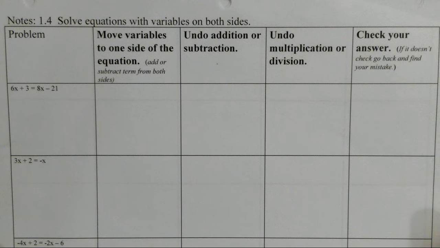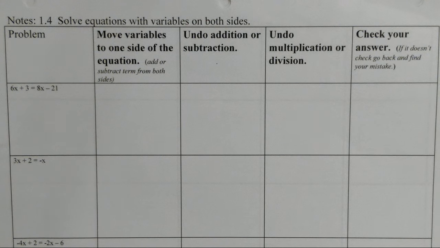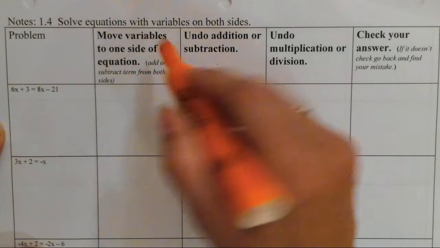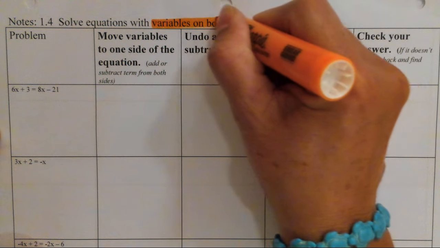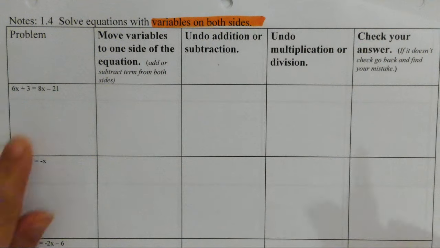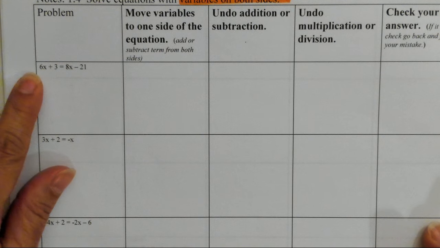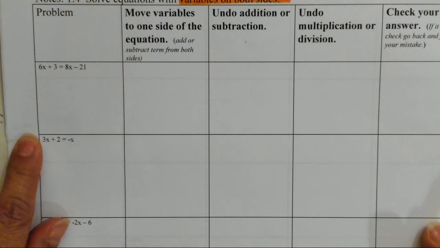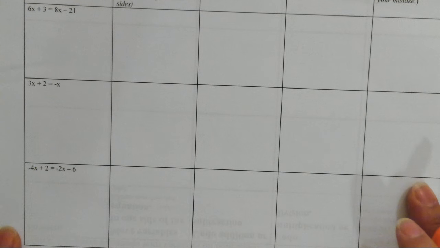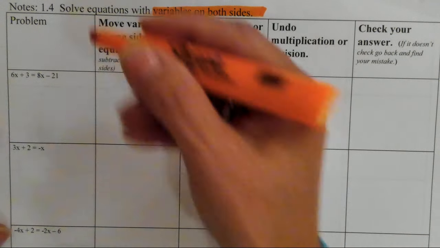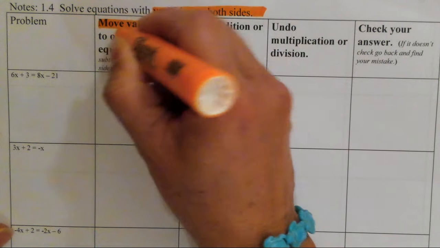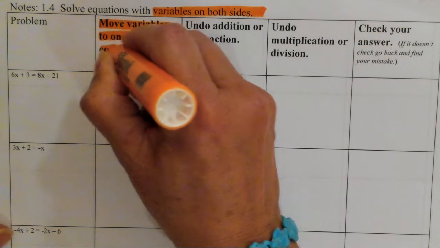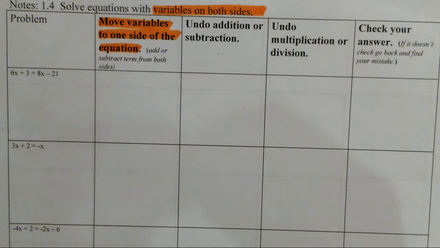Okay, our next lesson involves solving equations that look a little bit different than what we've seen so far. We're solving equations with variables on both sides. That's what's different. So notice as we look at the examples here, I have letters on both sides of the equal sign. We have not seen that yet. So the new thing that we're learning to do today is how to move letters, or variables, to one side of the equation.